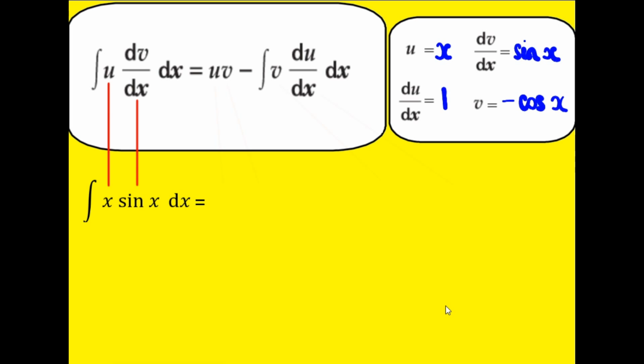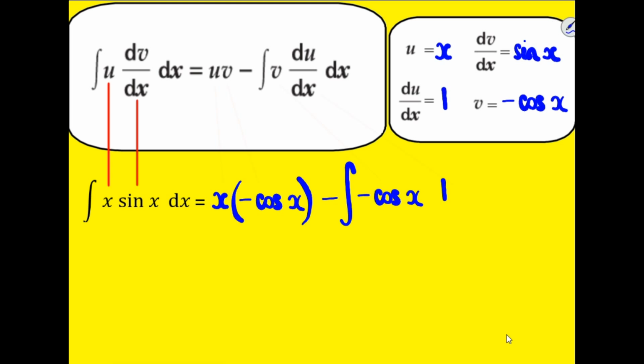Now we're ready to use these expressions and fill in the rest of the formula. So uv becomes x multiplied by negative cos x. Need the brackets there because it's a multiplication, not a subtraction. And we subtract the integral of v du by dx. V is once again negative cos x, and du by dx is just 1. I'll use a dot for multiplication here.